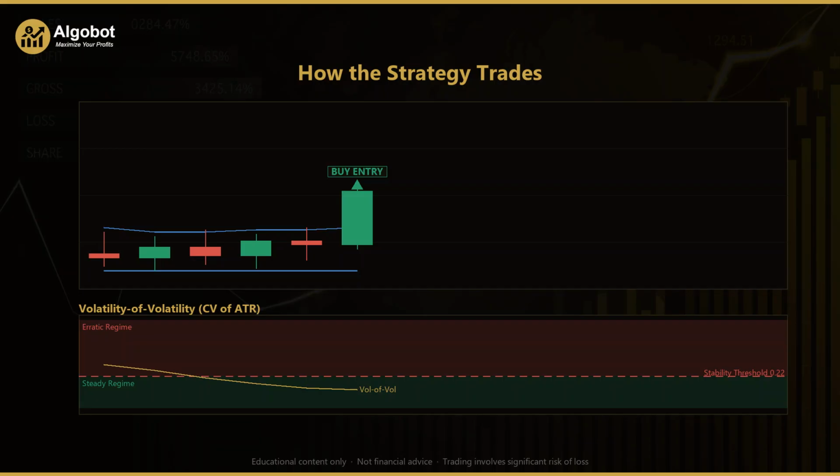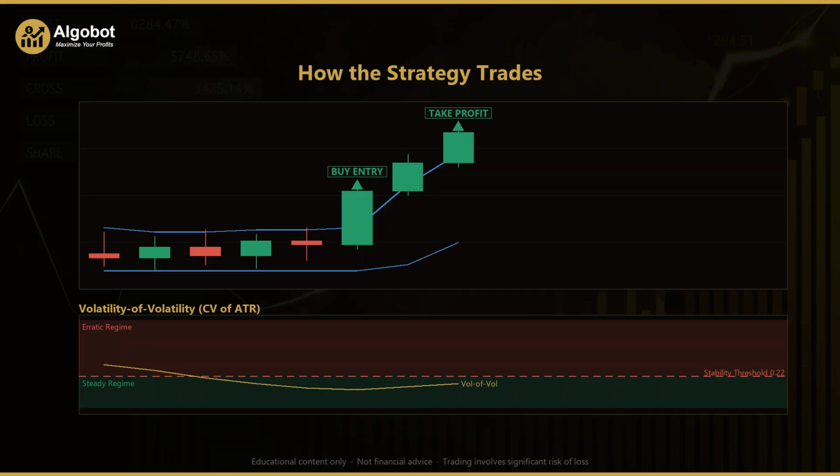Now follow the subpanel as we move right. Over the next few candles, the volatility-of-volatility drifts lower and crosses down into the green steady zone. The market is settling into a calmer, more orderly rhythm. Price begins to coil just beneath the upper channel, pressing against that highest high boundary. Then comes the key candle. A wide, decisive bar closes above the upper channel.